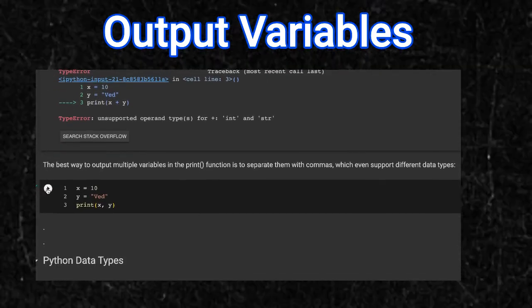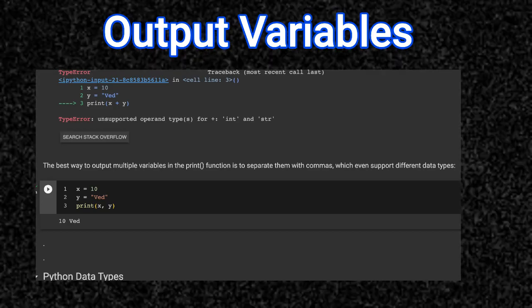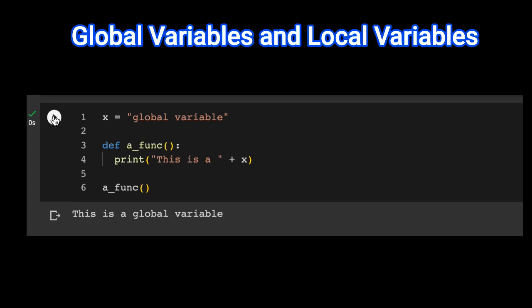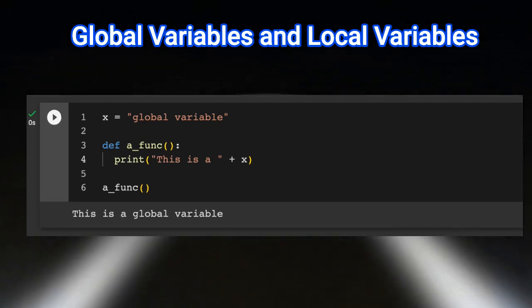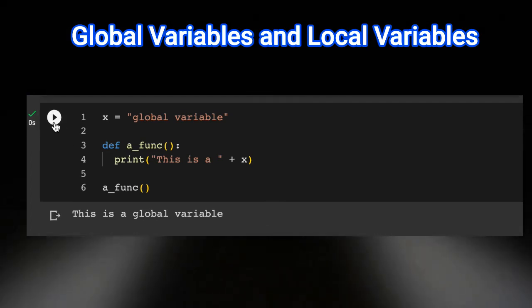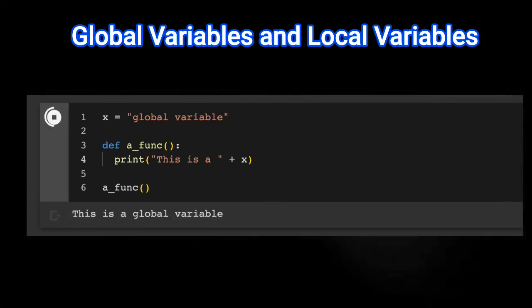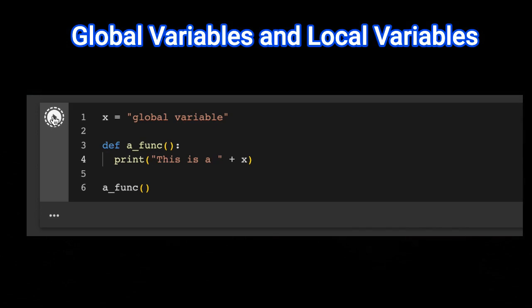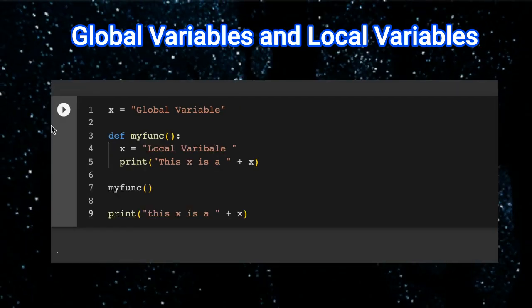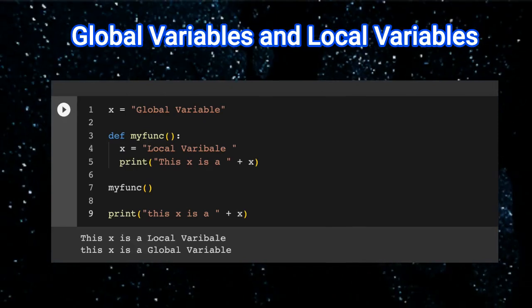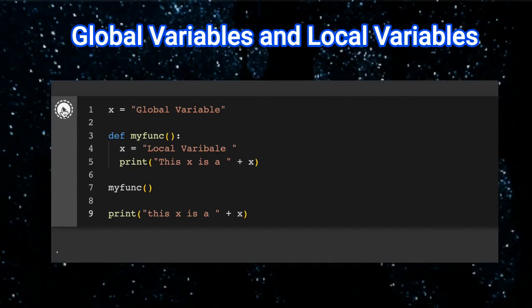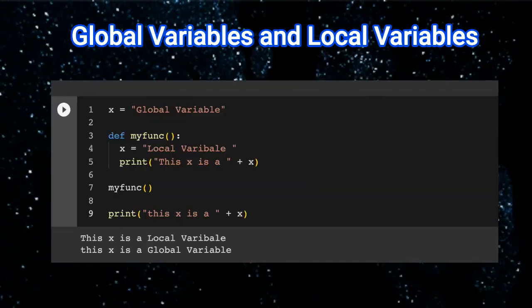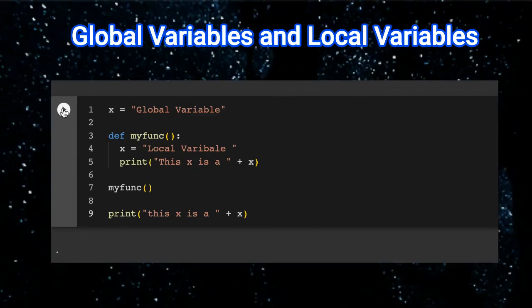The best way to output multiple variables in the print function is to separate them with commas, which even support different data types. The variables that we create outside of a function are known as global variables. We can access and use global variables everywhere, both inside a function and outside of a function. For example, I have created a variable outside of a function as a global variable and we are using it inside a function. Variables created inside a function are called local variables. If you have a variable with the same name inside a function, this variable will be local and can only be used inside the function. The global variable with the same name will remain global as it was, with the original value.